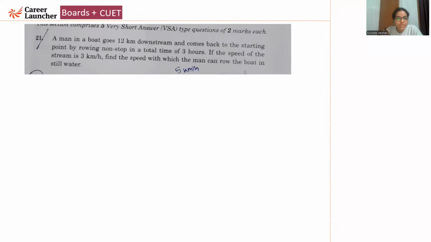So in this question, a man in a boat goes 12 kilometers downstream and comes back to the starting point, and the total time taken is 3 hours. If the speed of the stream is given to you, so assume that the speed of the boat is x. Okay, so I'm assuming the variable x. If you have assumed anything else, that is totally fine. And that of the stream or river is given out to be y, right?